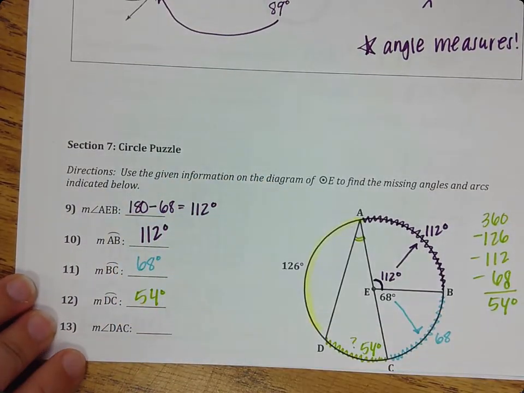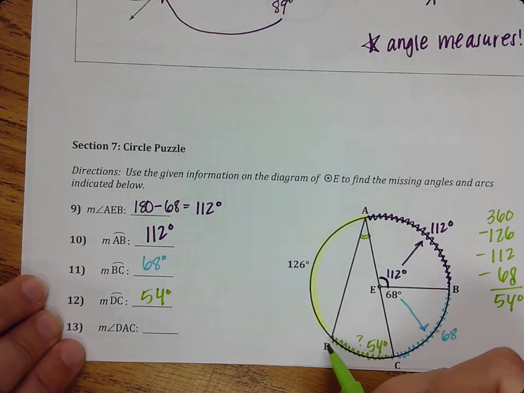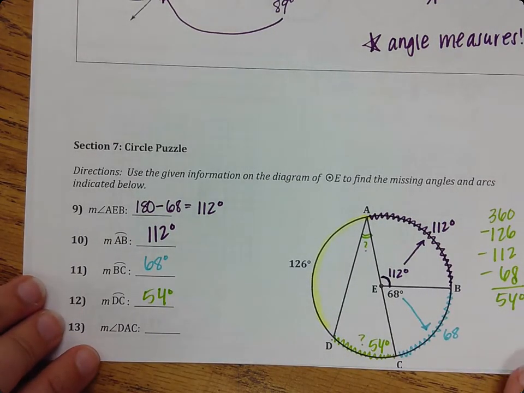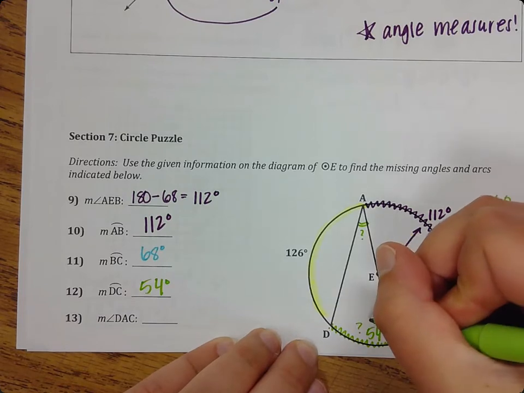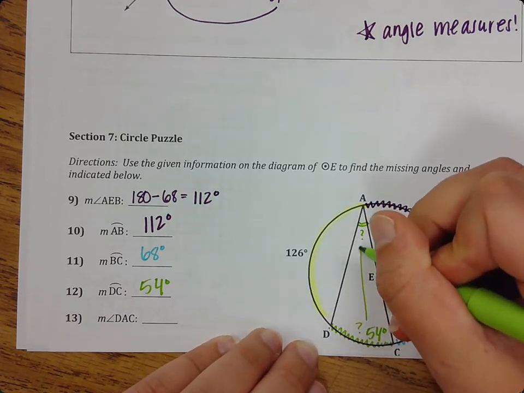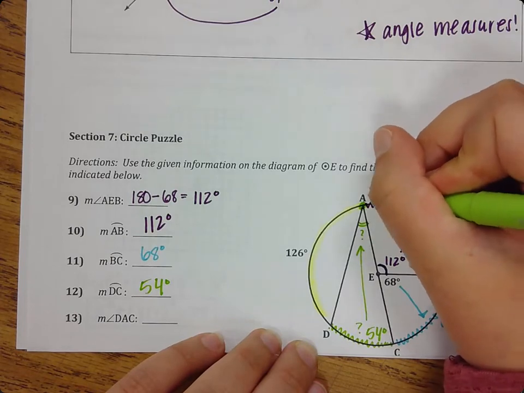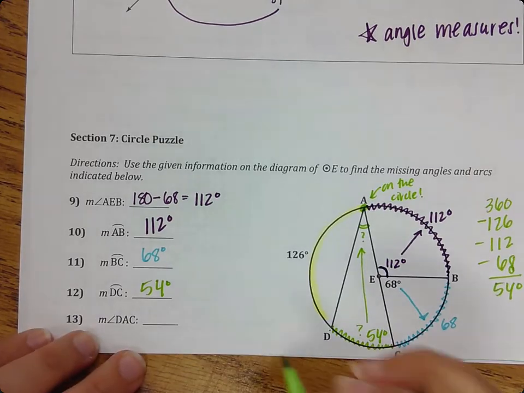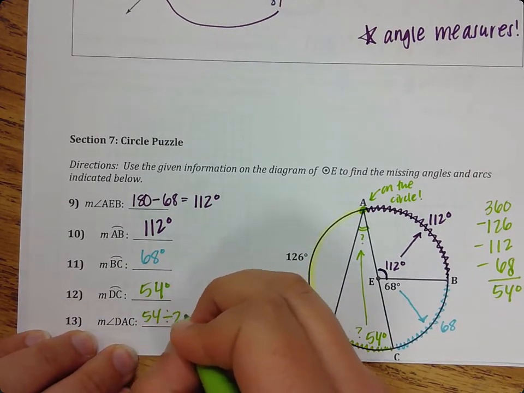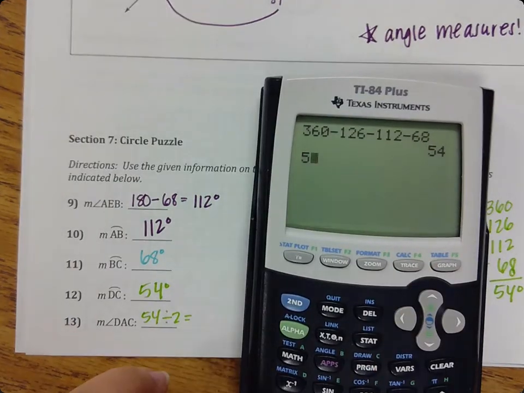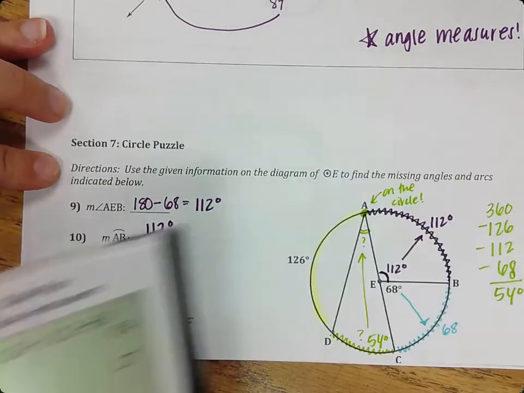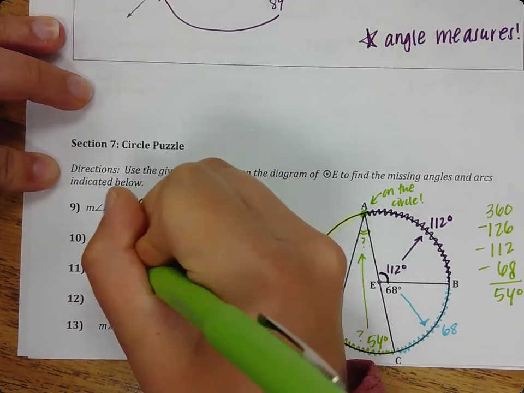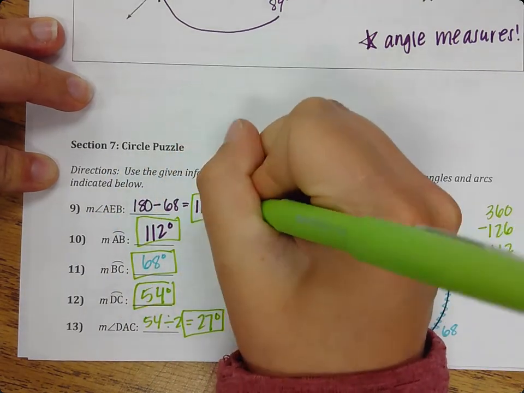54 degrees. And then last but not least, I want to find the measure of DAC. That's this right here. And we've done problems like this before, but this one's kind of tied up in a puzzle. What's the relationship between the arc and the angle when the vertex is on the circle? It's half. So all I have to do is take 54, divide by 2. I think it's 27. 54 divided by 2 is 27 degrees. And these are my 5 answers here.